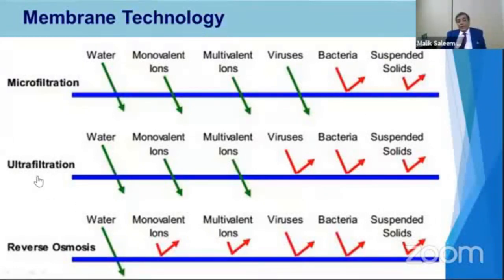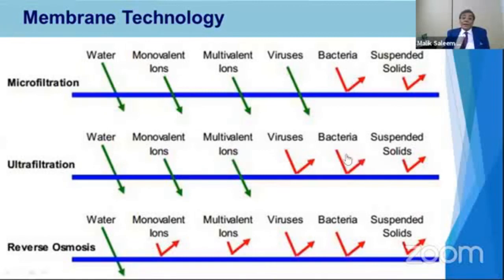If we go for ultrafiltration, water will pass, and all the monovalent and multivalent ions will pass. The additional feature of the ultrafiltration membrane is that, in addition to what the microfiltration membrane removes, it will remove viruses as well: virus, bacteria, and suspended solids. And if we go for RO membranes, they will only allow water to pass. All TDS, monovalent, meaning all the cations and anions we have in the water, will be removed, along with bacteria and virus.